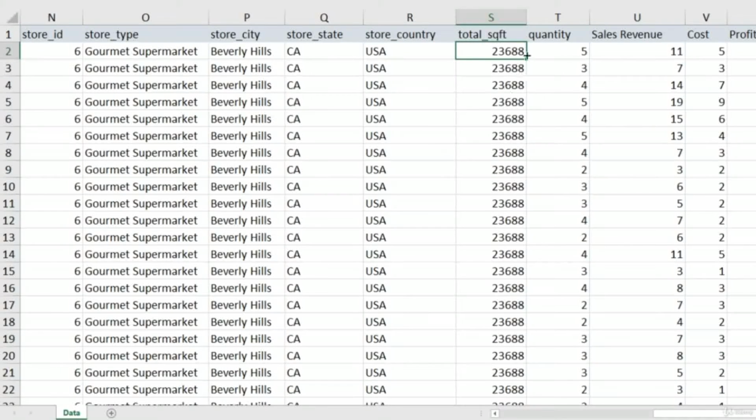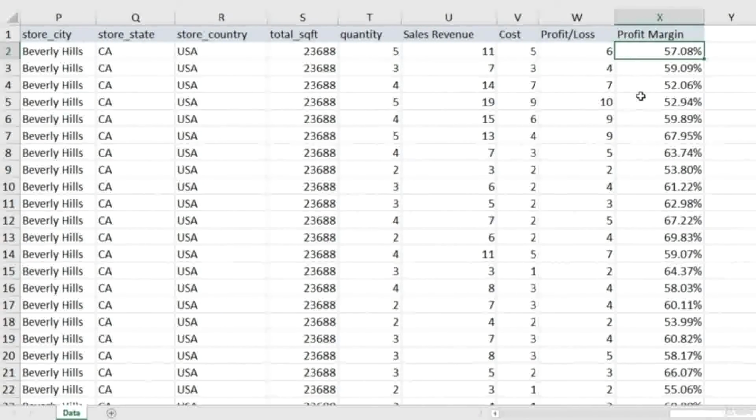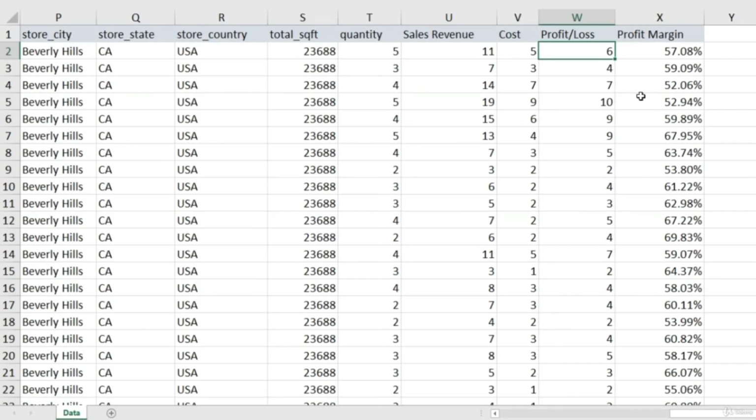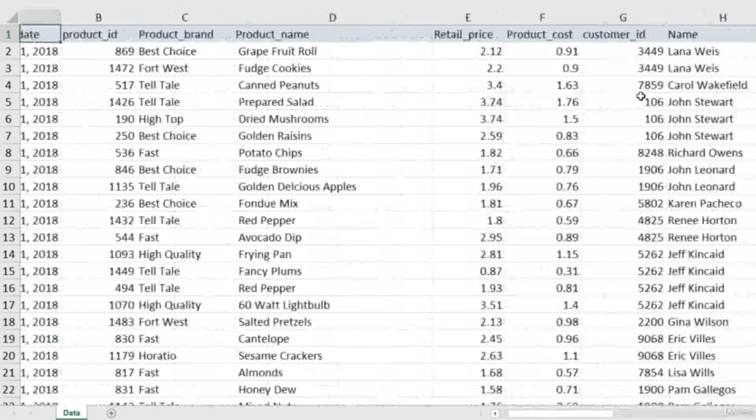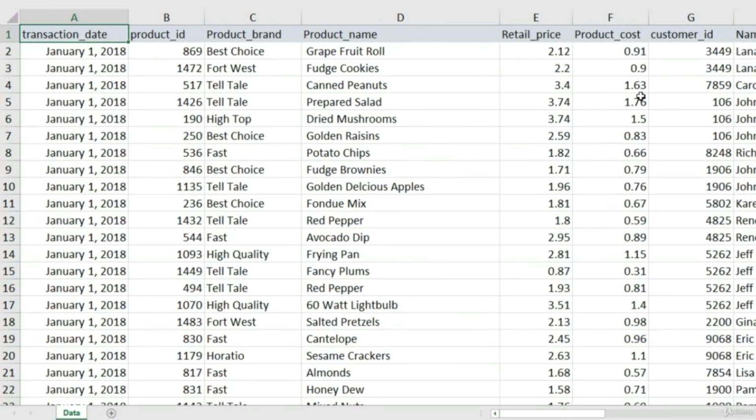And then you have the total square feet of the area of the store, how big the store was, so that you can analyze where you are making the most sales over the square feet area you have; the efficiency you can find out. And then the quantity of the transaction, the sales revenue, the cost, profit and loss, and profit margin. So we have quite a lot of information available in this sheet to extract which markets, which customers, and which brands are doing good and which are not, so that we can optimize our business and sales strategy accordingly.